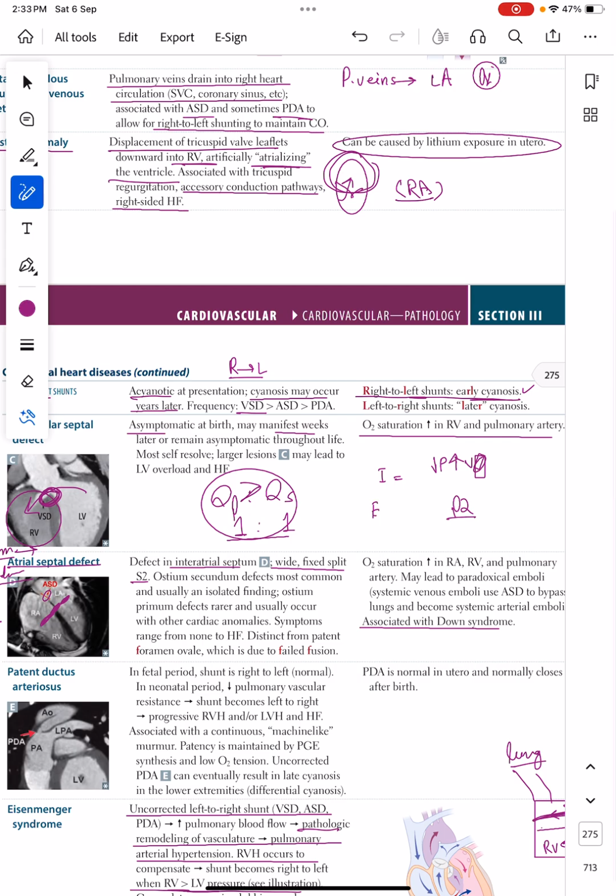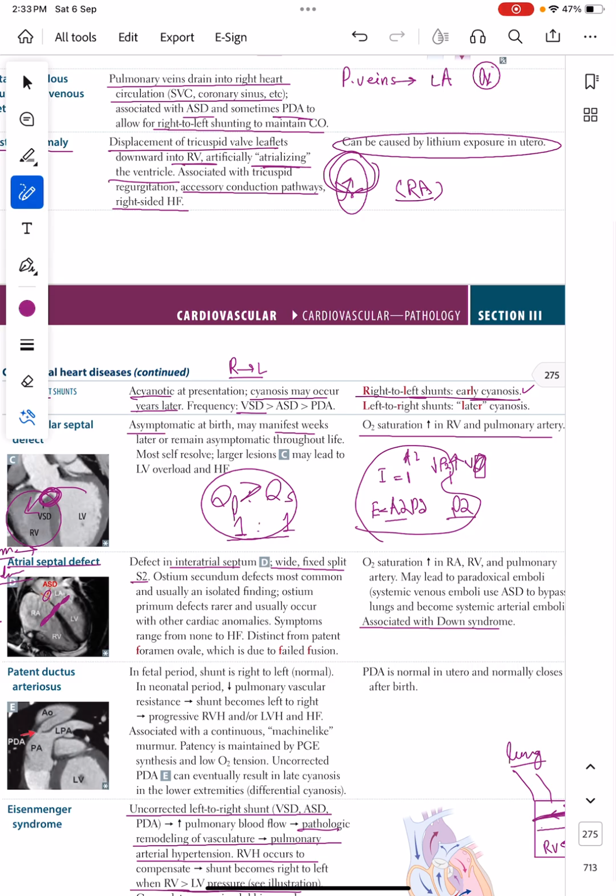Normally during expiration there is A2P2 together, but during inspiration there is a split. A2 comes earlier and P2 comes late. This is physiologic. But in the atrial septal defect, there is a wide fixed split of S2, so even if it is the inspiratory phase or the expiratory phase, it doesn't matter. In both phases, even in expiration, there is a split. Normally there is no split in expiration and there is a split in inspiration, but here in both phases there is a split. Why?